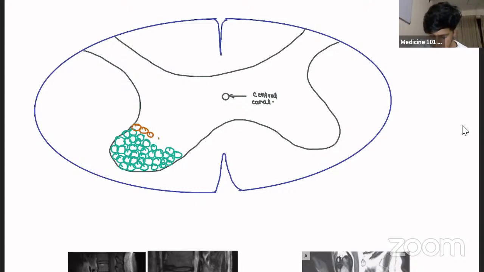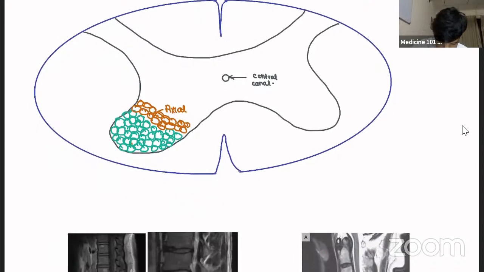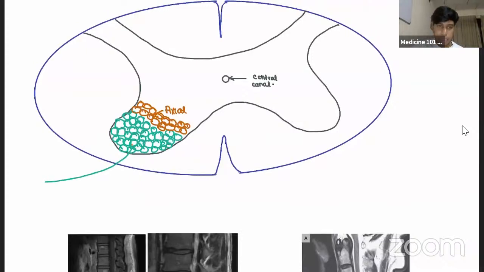I'm using two colors for a reason. What I'm drawing here is the axial. These will supply the axial muscles, that is muscles in this axis, like the straight axis. Let's take your rectus abdominis. All of those muscles will be supplied by this region. And the most anterior region is going to be neuronal cell bodies that supply the limbs. These are motor neurons.